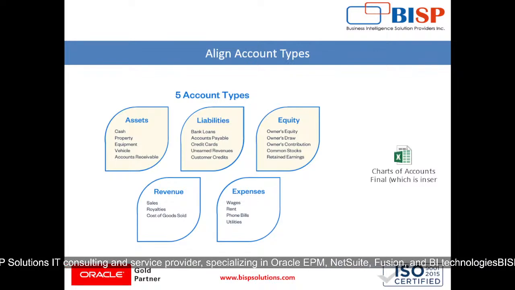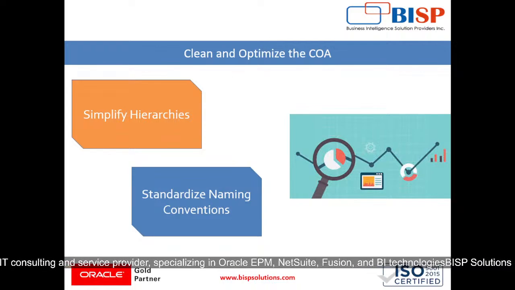Then comes our cleaning and optimizing the CoA, where we will be simplifying hierarchies. So in NetSuite, we will be creating parent and child accounts to simplify reporting and categorization. For example, for the parent account, we are taking operating expenses, and under the parent account we will be taking child accounts as rent, utilities, salaries, like that. We will be making parent and child accounts. Then standardizing naming conventions, where we will be ensuring account names are clear and consistent.